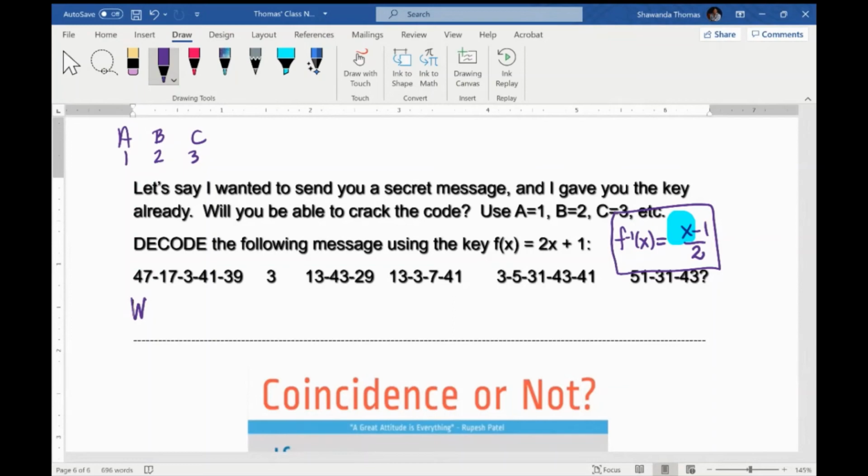All right, let's try it one more time. 17. We plug 17 into our inverse function. We get 17 minus 1, which is 16. 16 divided by 2 is 8. What letter is 8? H. All right.